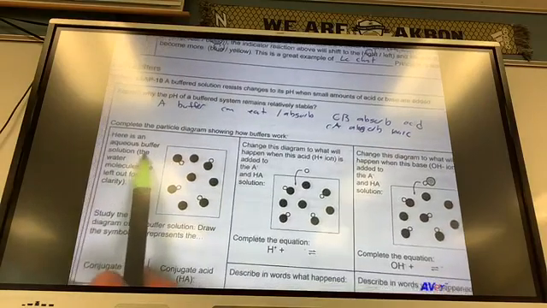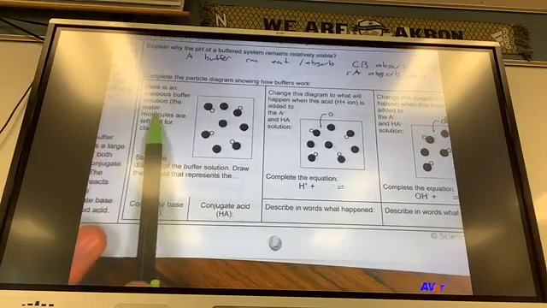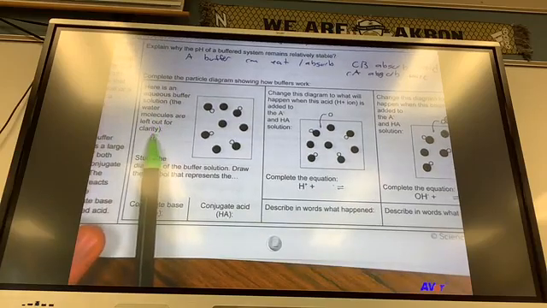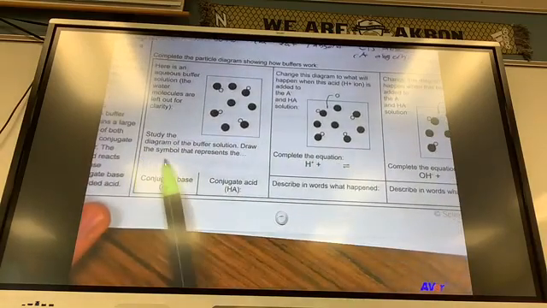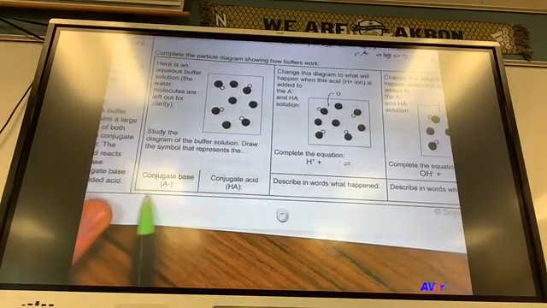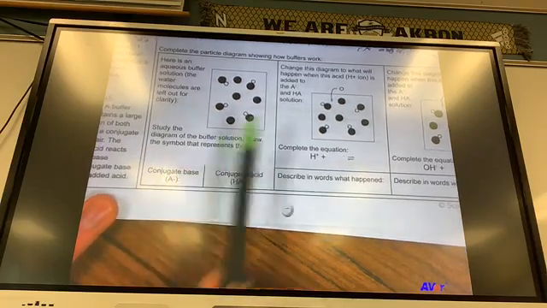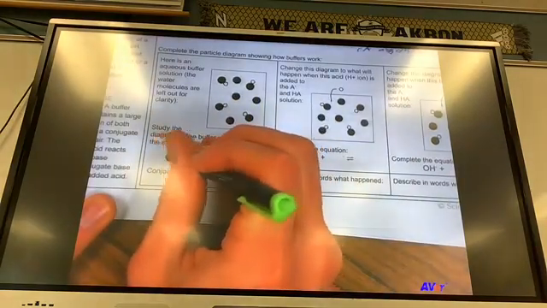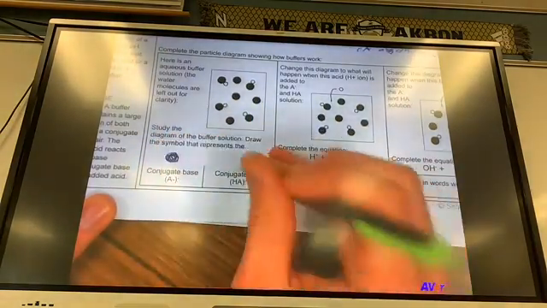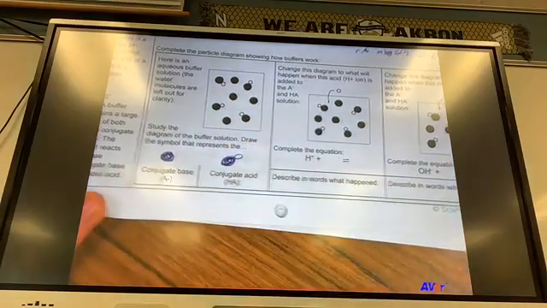Complete the particle diagram showing how buffers work. So here's an aqueous buffer solution. The water molecules are left out because they don't do anything. Study the buffer solution, draw the symbol that represents the A minus and the HA. So what would represent the A minus here? The solid black circle. And what's going to represent the HA? Solid black circle with a little white circle.